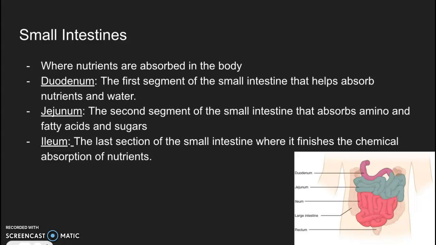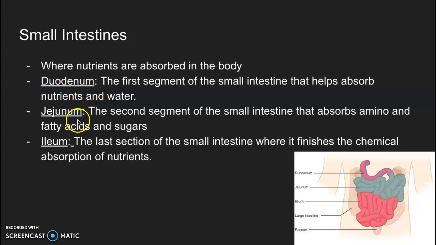So here's the next part of the digestive system, which is the small intestines. This is where nutrients are absorbed in our body. There are different parts of the small intestines, which are the duodenum, the jejunum, and the ileum. First I want to talk about the duodenum. The duodenum is the first segment of the small intestine that helps absorb nutrients and water. This is the first portion where your digested food will go straight into.